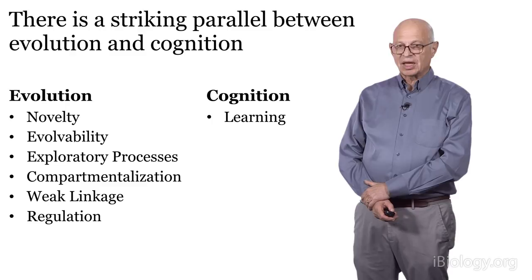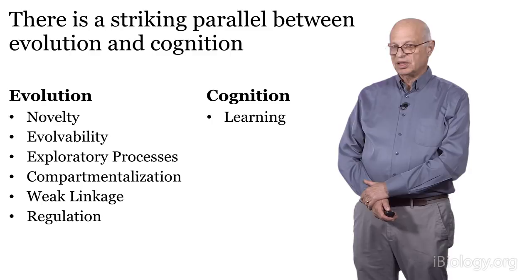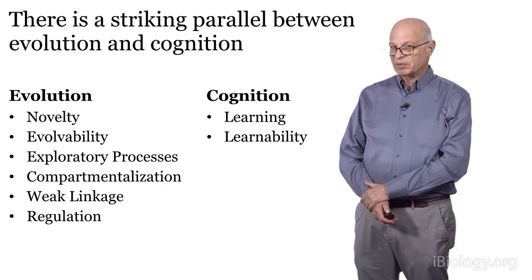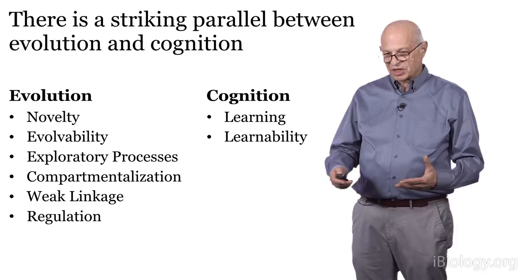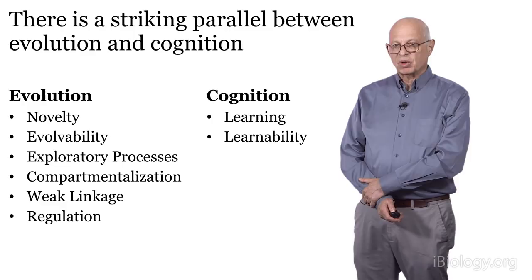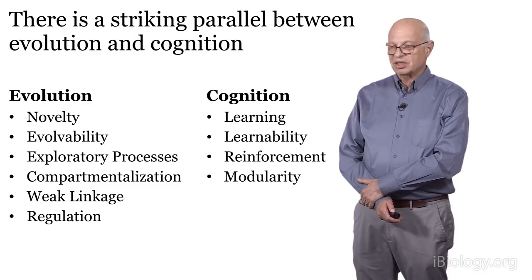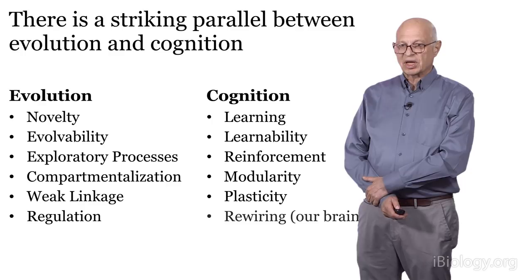And on the cognitive level, we can see that the parallel to novelty is learning. The formal parallel of evolvability is learnability. It's how something is written in a book so that you can understand it. It's similar to how the biological system is set up so that it can easily change in a useful way. Exploratory processes are called reinforcement in cognition. Compartmentalization has been called modularity in cognition. Weak linkage is plasticity, and regulation is rewiring our brains.